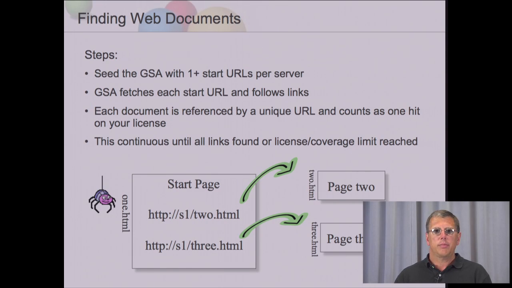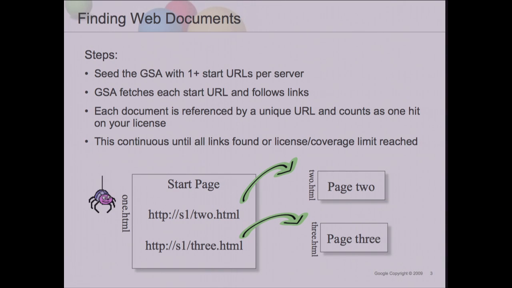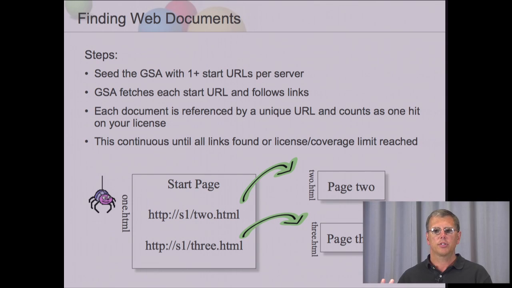So let's talk a little bit about how crawling works and then show you how to set it up on the Search Appliance. To find documents, we first have to tell the Search Appliance a URL, one URL per host server, that we want to fetch a document from a web server. And this will serve as either a sitemap or a jump page or the root page of your web server that will have links to all other documents.